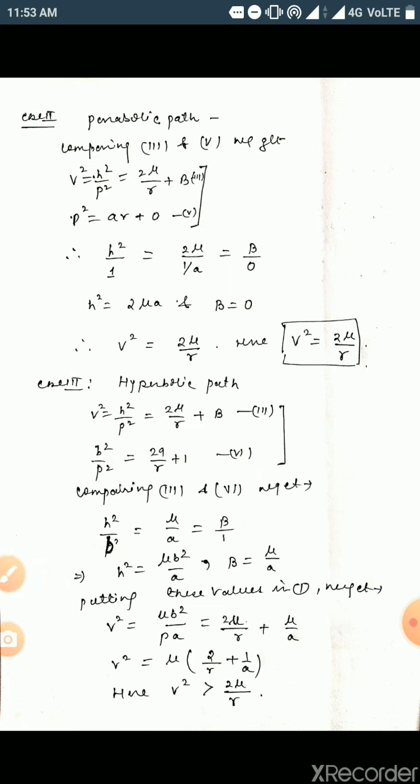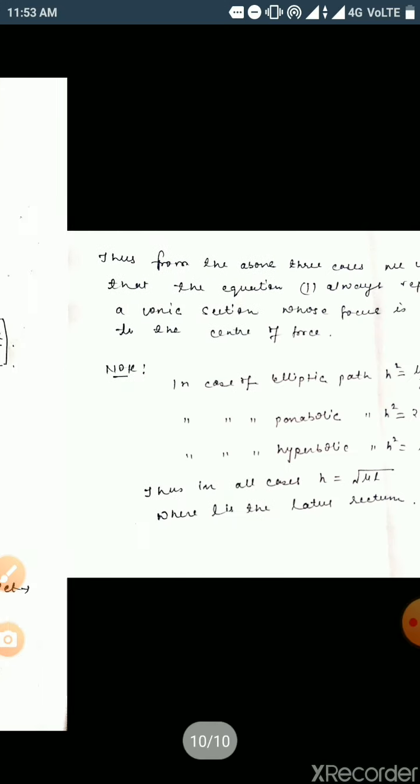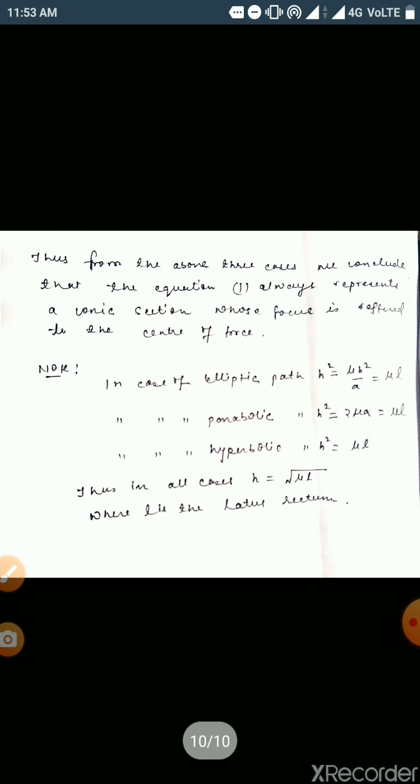So we see that in the case of the ellipse we have v square less than 2 mu by r, in the case of the parabola we have v square equals 2 mu by r, and in the case of the hyperbola we have v square greater than 2 mu by r. Thus from the above three cases we conclude that equation 1 always represents a conic section whose focus is at the center of force.